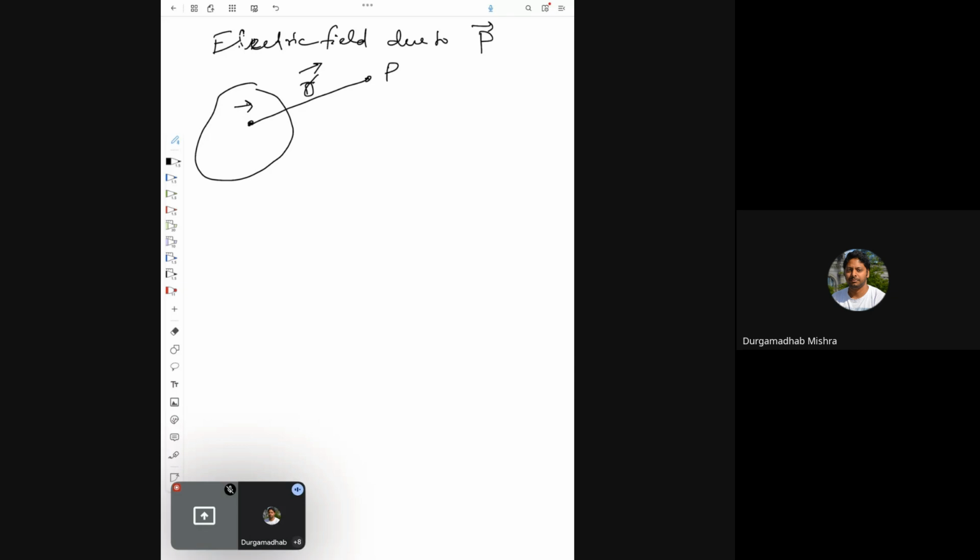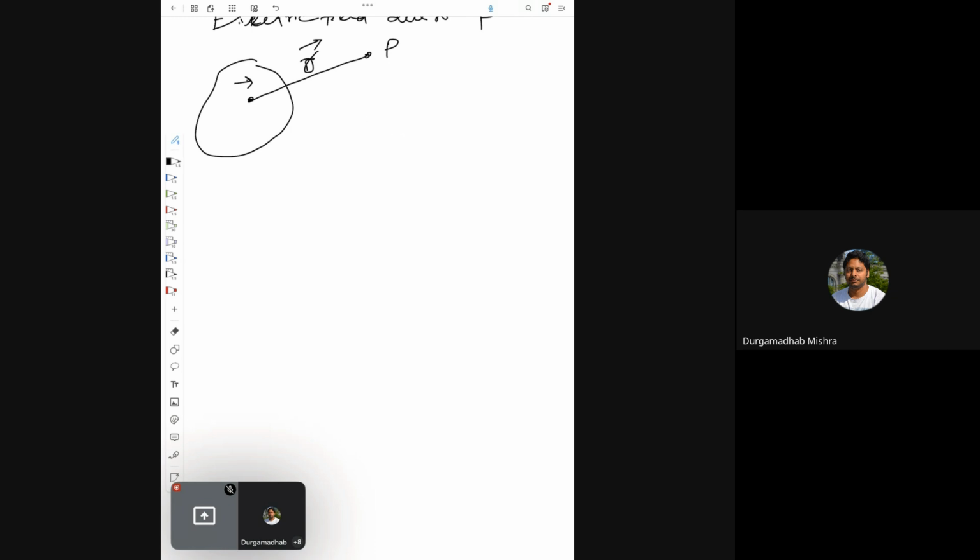Okay, so this is very easy to extrapolate. If I take a dipole, for example, and I want to find out the potential due to this dipole at point P, this is given by this expression for a dipole: R cap dot p, the dipole moment, divided by R square. Okay, so this is the potential due to a dipole at a distance R.